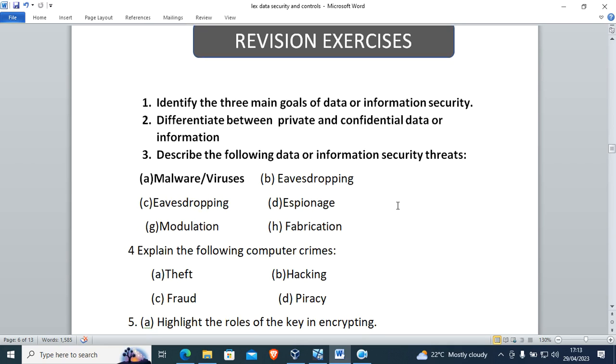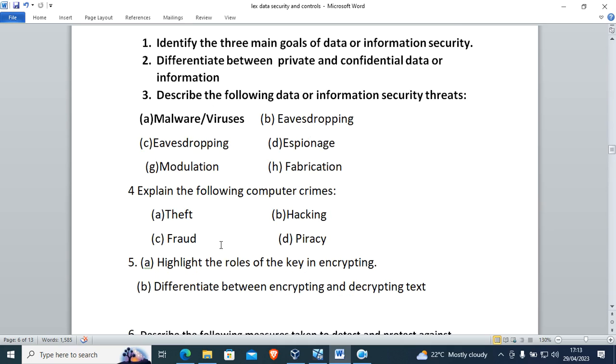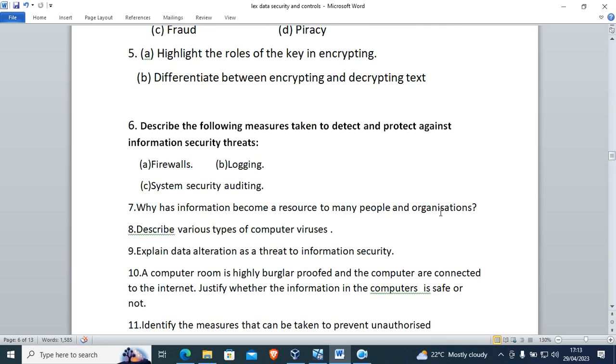For example, identify three main goals of data information security. We call them the CIA: confidentiality, integrity, and availability. Then we have: differentiate between private and confidential data. We have checked on that. Then describe the following data or information security threats: malware, viruses, eavesdropping, espionage, modulation, fabrication. Explain the forms of computer crimes: theft, fraud. So guys, you can just download a copy of this document from my website.